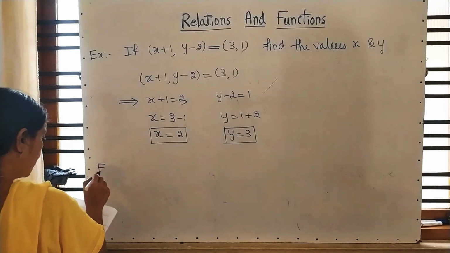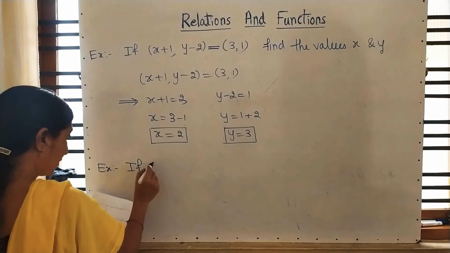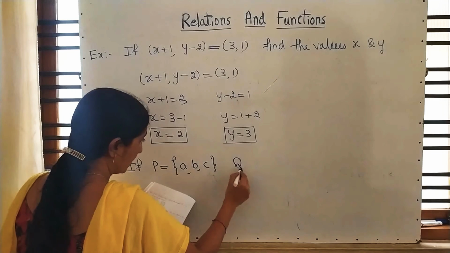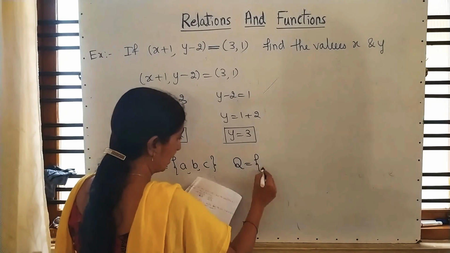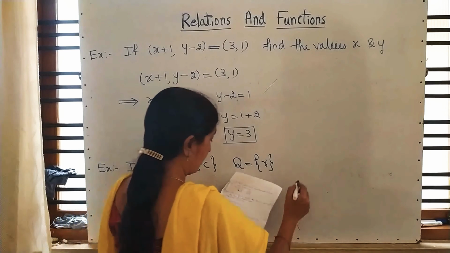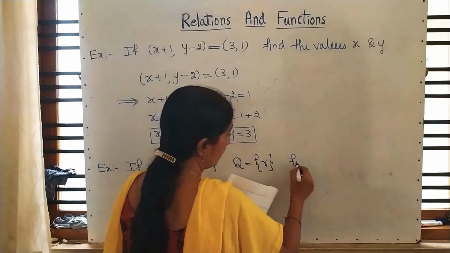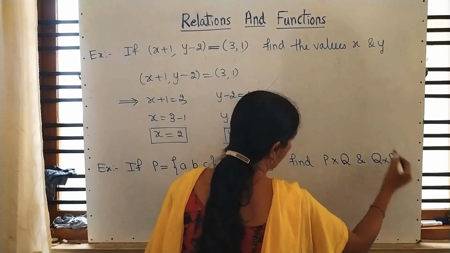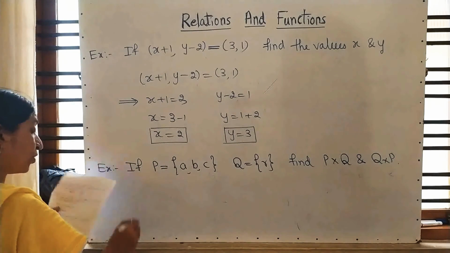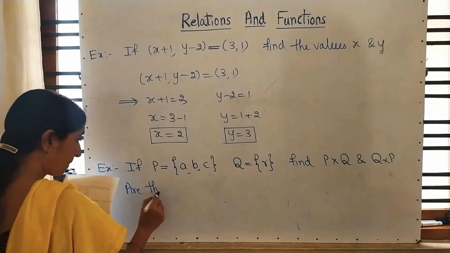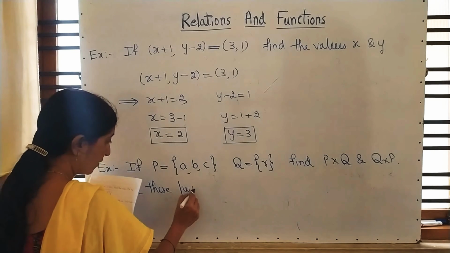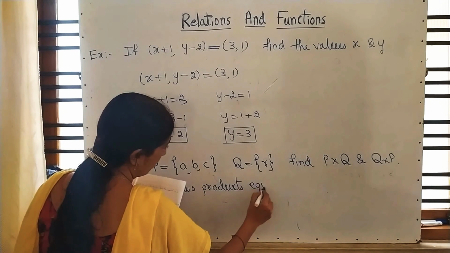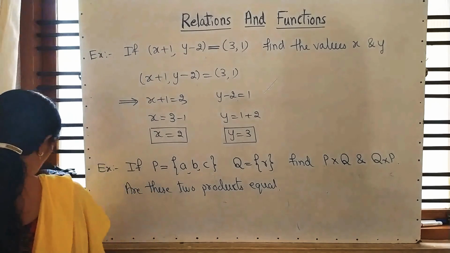Next example. If P is equal to {a, b, c} and Q is equal to {r}, only one element, find P cross Q and Q cross P. Not only this, the question is: are these two products equal? Understood? They are very simple.